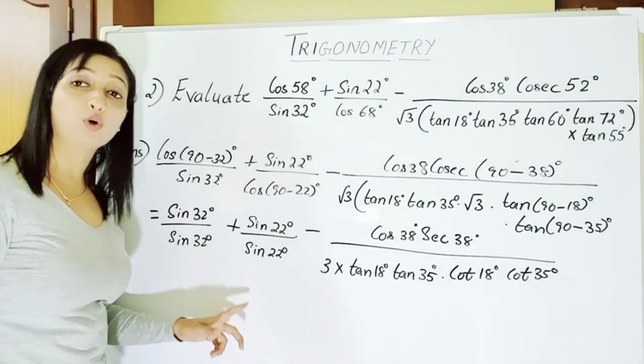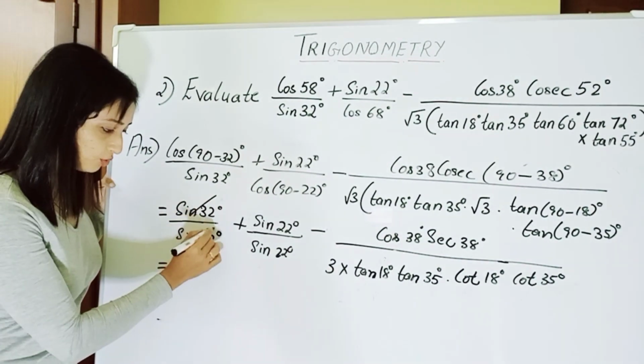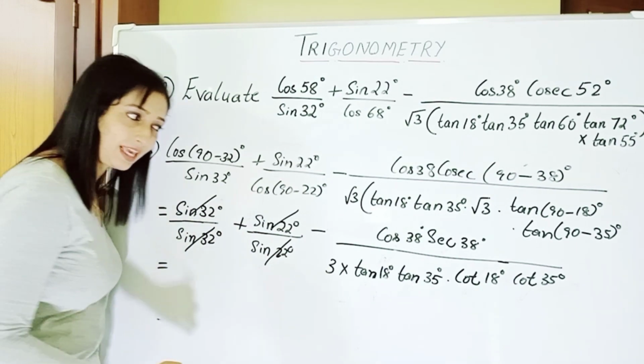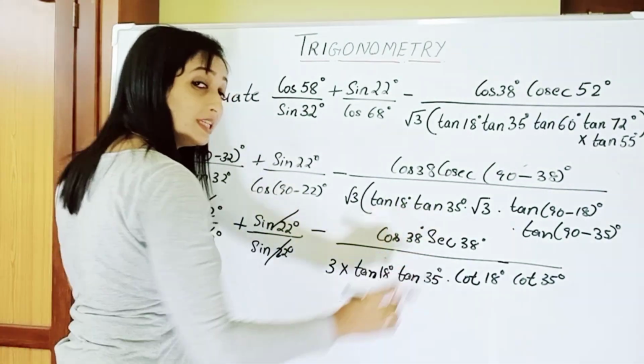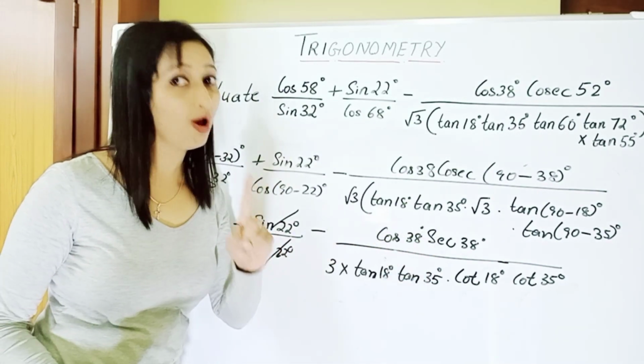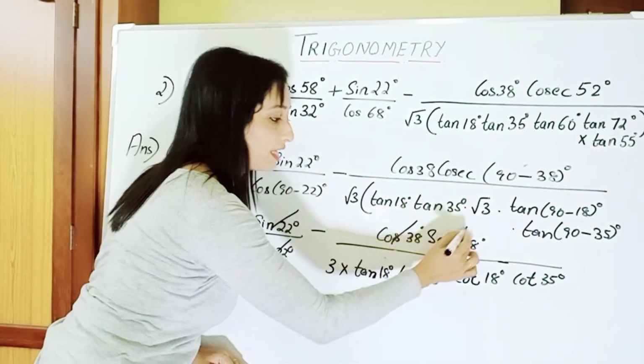Now let's see what all we can cancel. Sin 32 and sin 32 I can cancel. Sin 22 gets cancelled again. Now cos 38 and sec 38 also get cancelled. Why? Because sec theta is equal to 1 by cos theta. So I can cancel this.